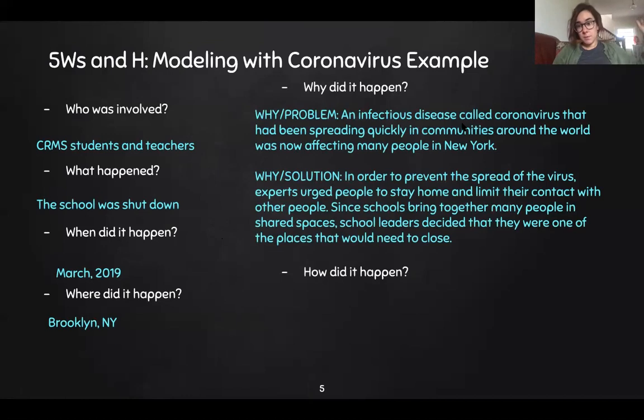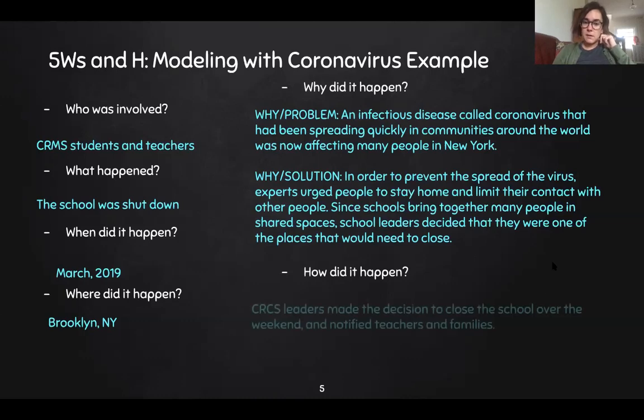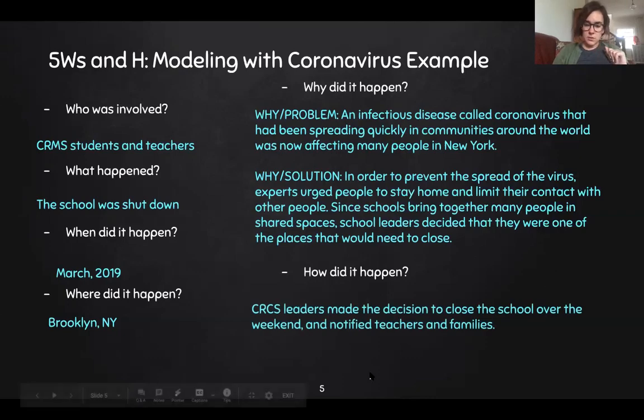It's sort of like what was the problem? And then why did they choose this solution? So what was the problem? Coronavirus was spreading through communities and was affecting a lot of people in New York. What was the solution? In order to prevent it spreading, experts said that everyone needs to limit the number of people they're coming close to. And since schools bring people together in shared spaces, school leaders decided that they were one of the places that needed to shut down. How? The co-directors, the leaders made their decision over the weekend, and then they notified families and teachers.